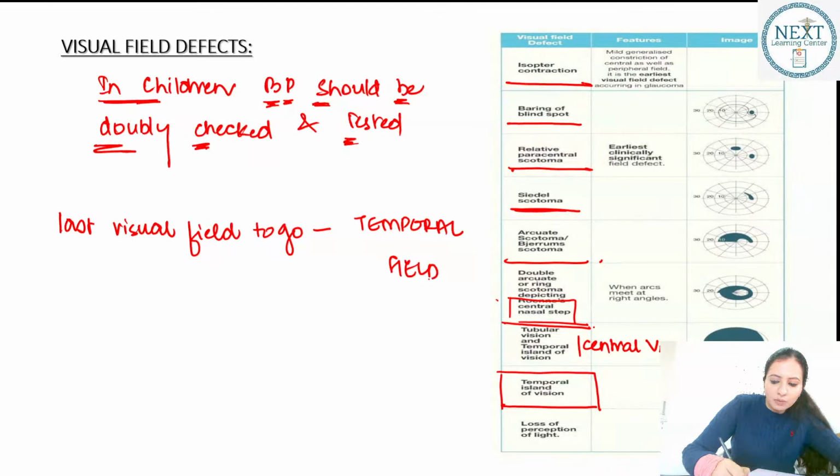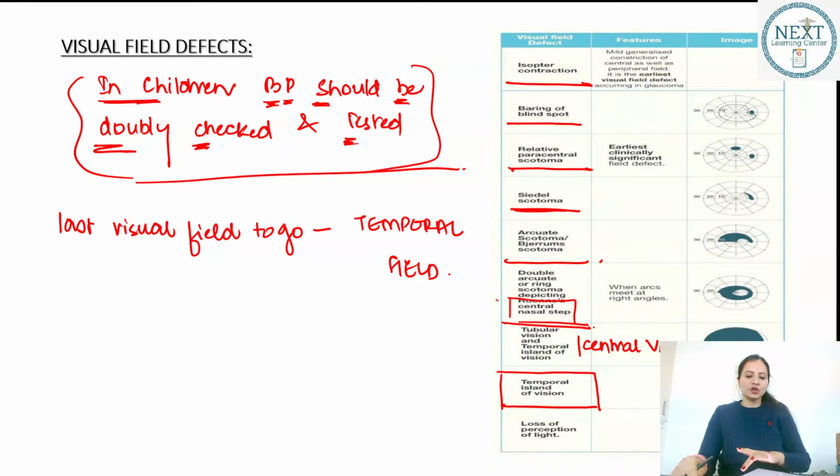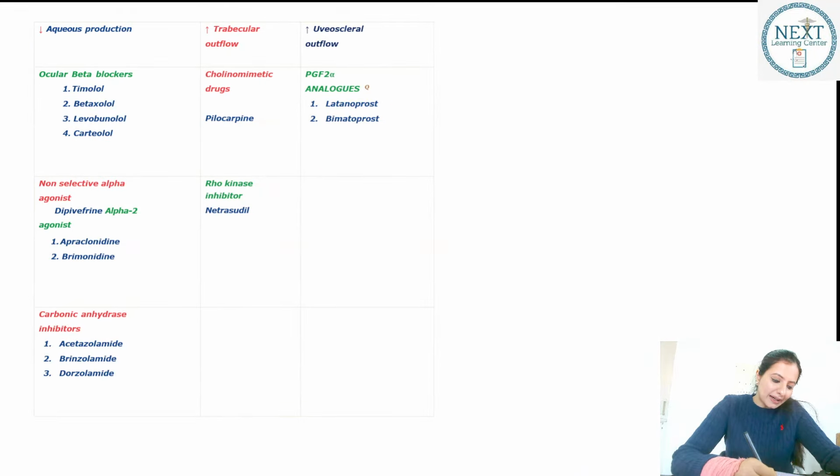If you remember this mnemonic, you will know the sequence. So this is the mnemonic for the sequence of visual field defects that you see in glaucoma. Now talking about the anti-glaucoma drugs.